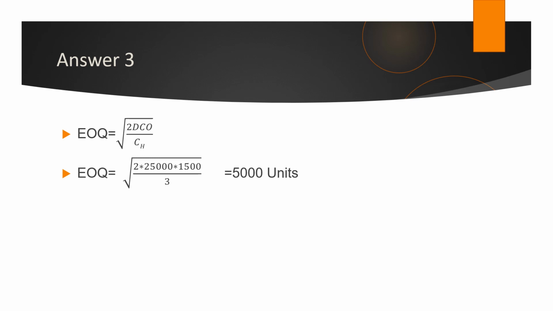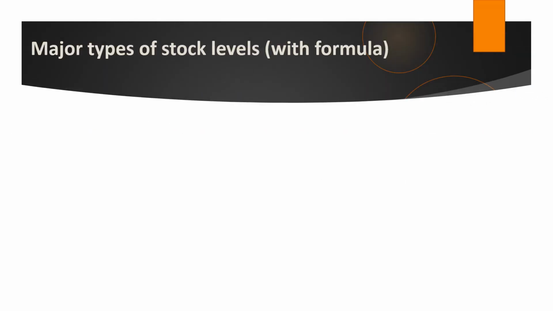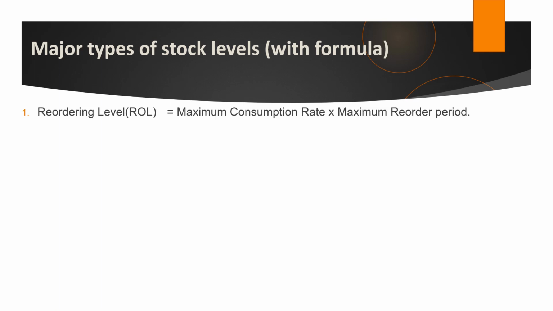Just see whether you are getting 500,000 units as the EOQ. What are the major types of stock levels? The first one is the reordering level. That is the maximum consumption rate into maximum reorder period. The next one is reorder quantity. That is the maximum usage into maximum lead time.